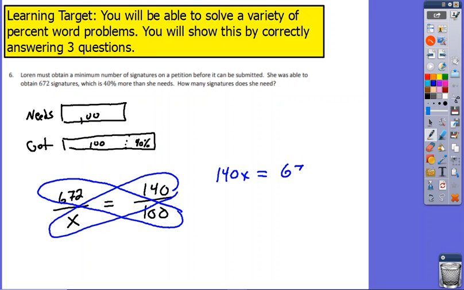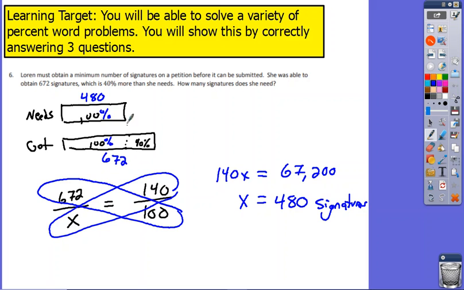140x is 67,200 divided by 140 gives me 480, and this is signatures. And let's just make sure that that makes sense. Let me put my percent sign on there. So she needed 480 and she got 672, which is that 480 plus another 40% on top of there.